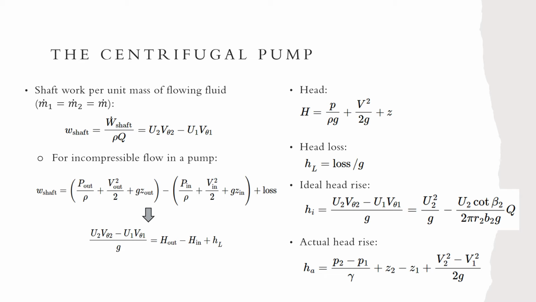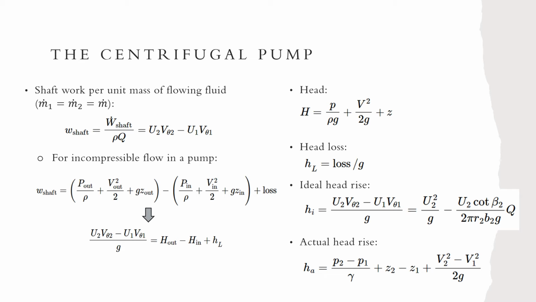The basic theory of operation of a centrifugal pump can be developed by considering the average one-dimensional flow of the fluid as it passes between the inlet and outlet sections of the rotating impeller. For incompressible steady flow in a pump, we can use the mechanical energy equation from Chapter 5 to write the work per unit mass equation in terms of pressure, velocity, and head. Head refers to the discharge pressure of the pump. I have included the equations for head, head loss, ideal head rise, and actual head rise.